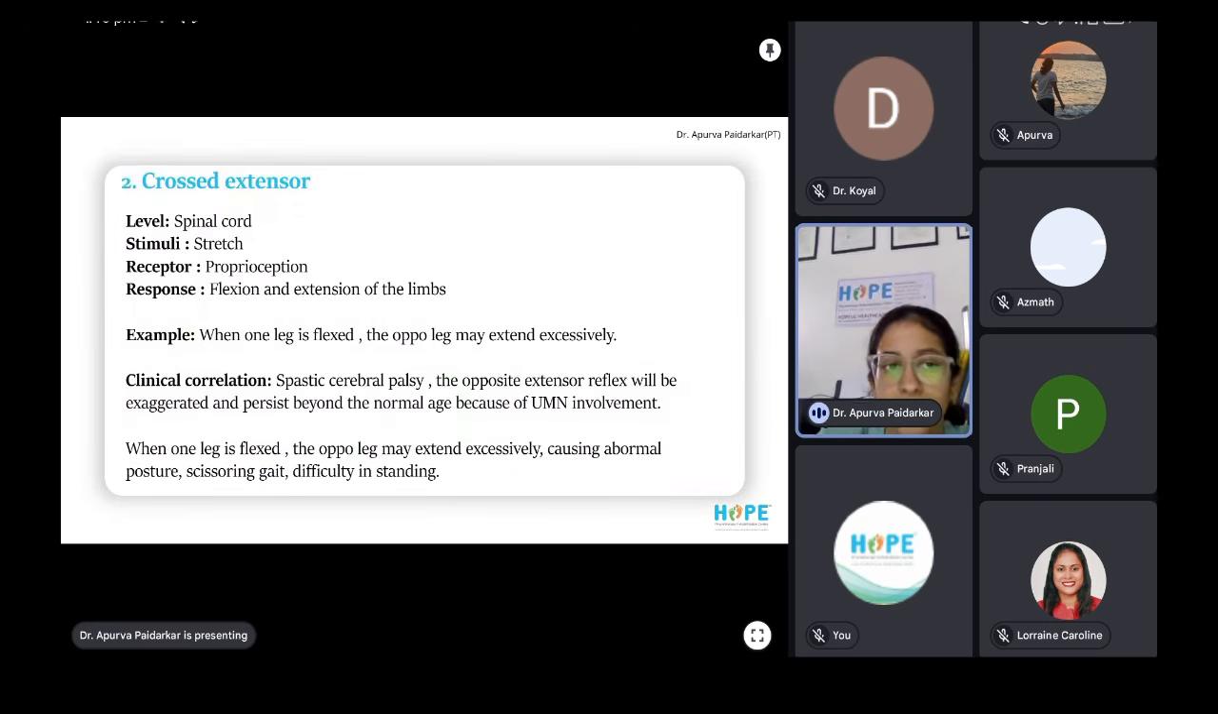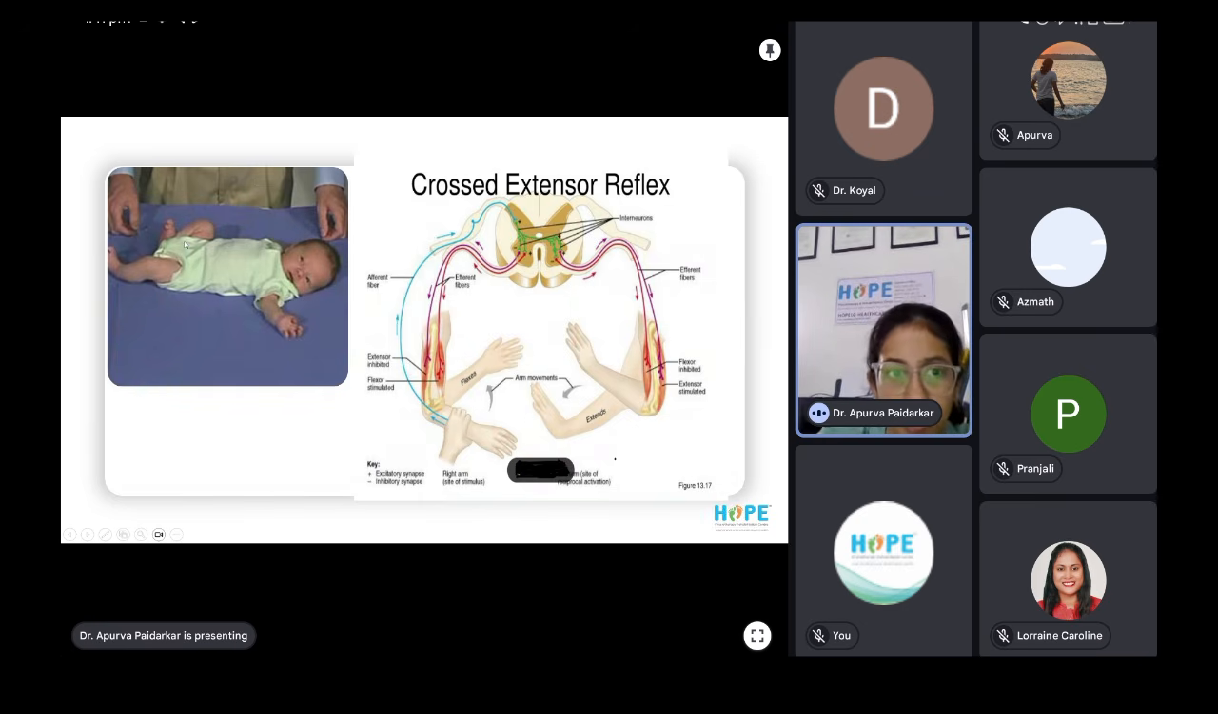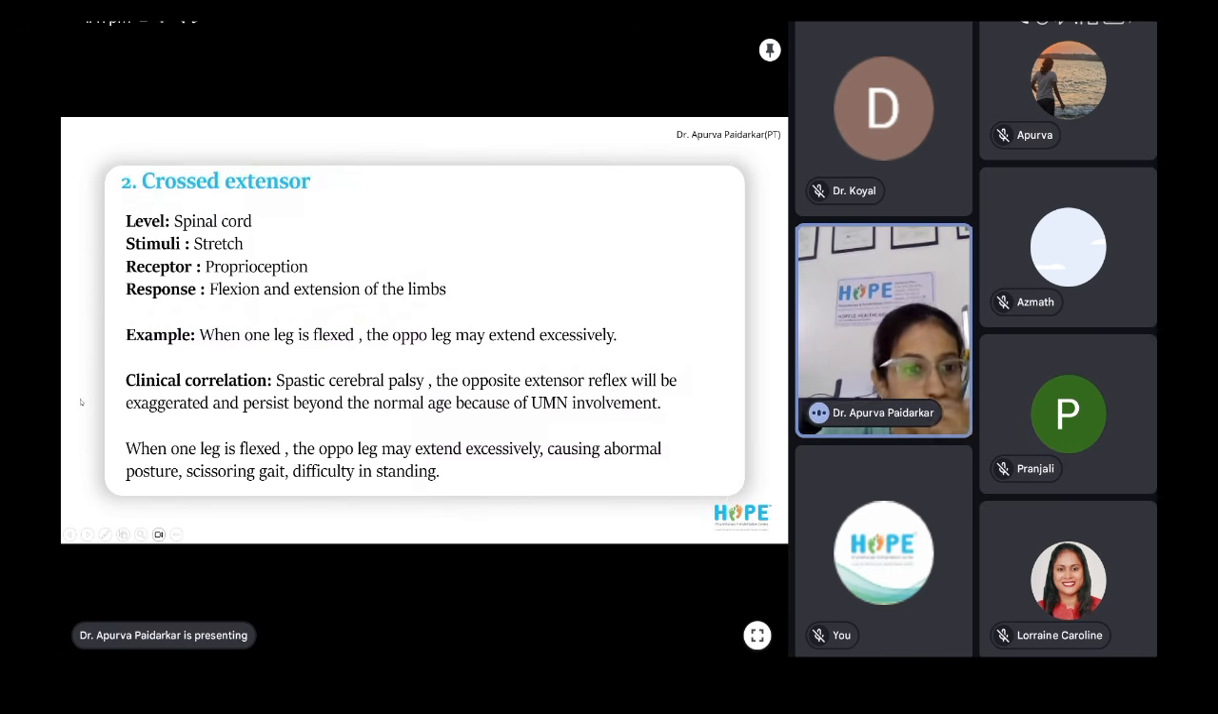Next is the crossed extensor. The level is the spinal cord. Stimulus is stretch, receptor is proprioception, response is flexion and extension of the limb. For example, when one leg is flexed, the opposite leg may extend excessively. So this is the example. Here the baby's one leg is flexed, and at the same time, the other limb goes into extension. This is called the crossed extensor reflex.